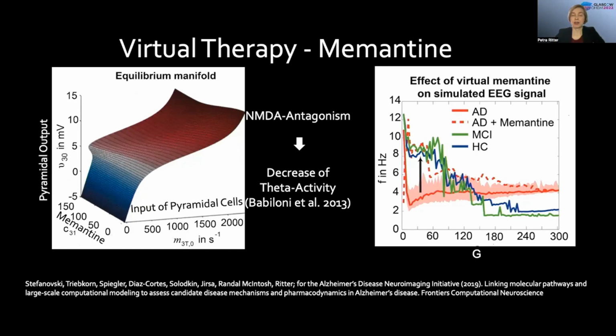Here we can now analyze the effect the drug has on our brain network model. On the left, we see the input and output of pyramidal cells. And on the middle axis, the dose of the drug memantine. The curve shows how increasing the input to pyramidal cells also increases their output.